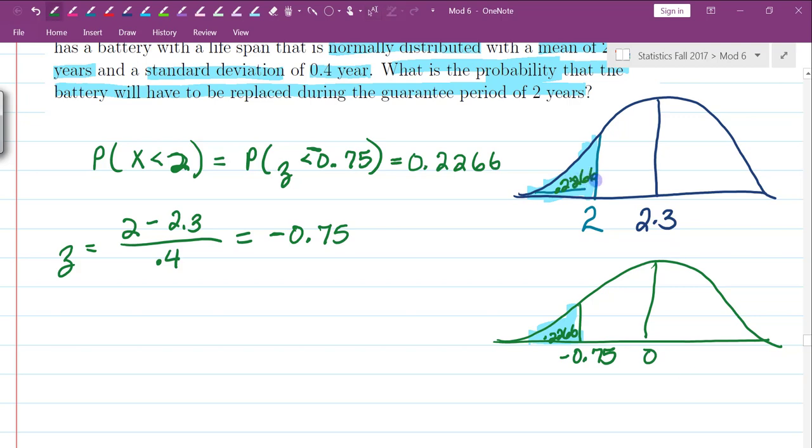So the question is, what's the probability that the battery will have to be replaced during the guaranteed period of 2 years? The probability is 0.2266, or approximately 23% of the batteries will have to be replaced in the warranty period. That's horrible. That's not a very good quality product, is it? If you're talking almost 25%, you're talking about almost 1/4 of the product needing to be covered because it's defective and does not last the warranty period. That's not good at all.